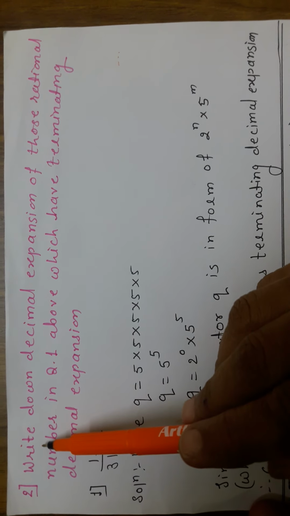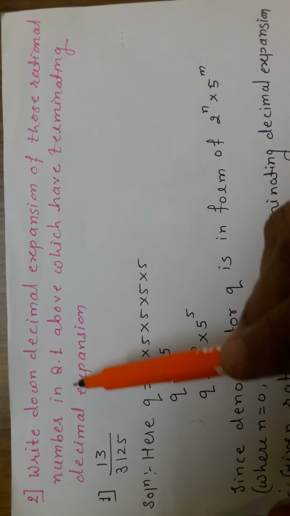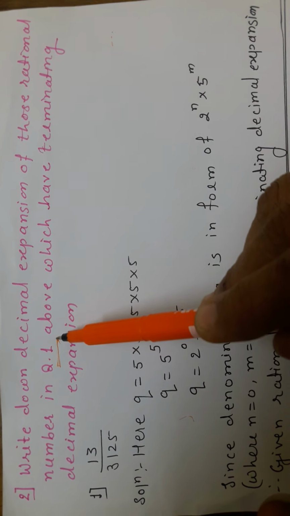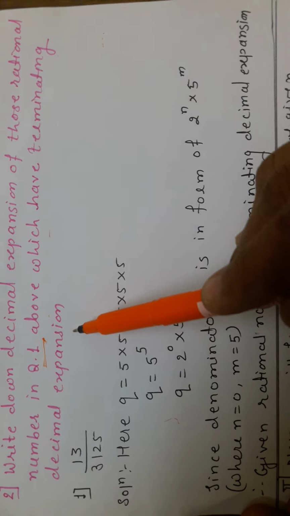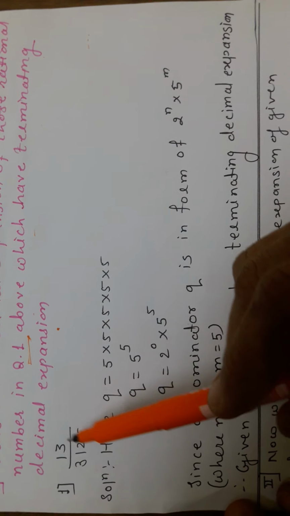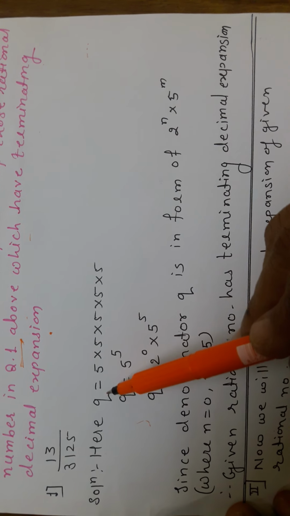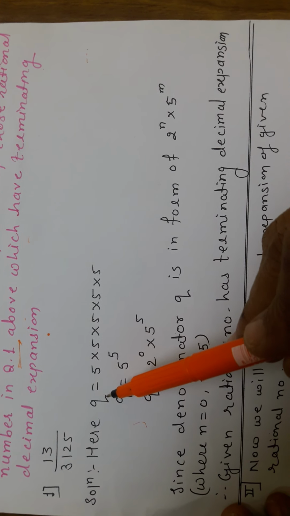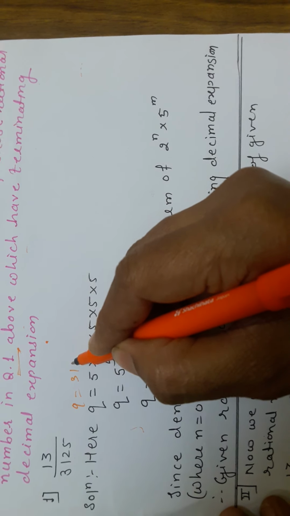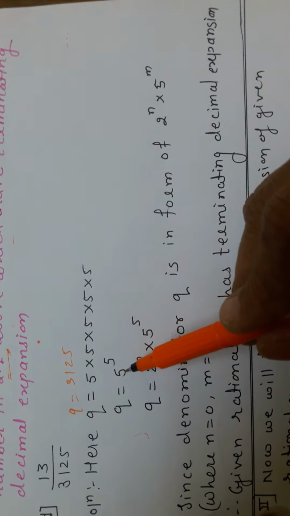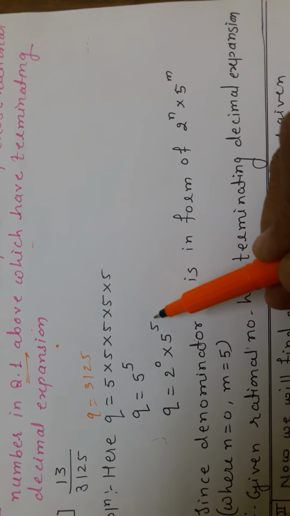In the second question, what do we have to see? Write down the decimal expansion of a rational number in question number 1. The same question we have to use above, which has a terminating decimal expansion. First problem, again I am going to repeat here: 13 upon 3125. Here we found q's factor, that is the denominator q, which is nothing but 3125's factor, 5 raised to the power 5. Q is equal to 2 raised to the power 0 into 5 raised to the power 5.